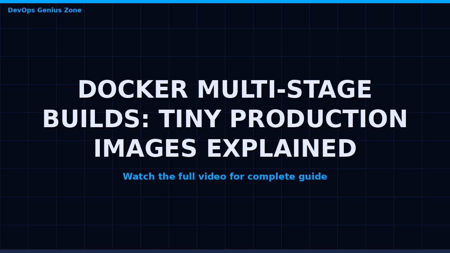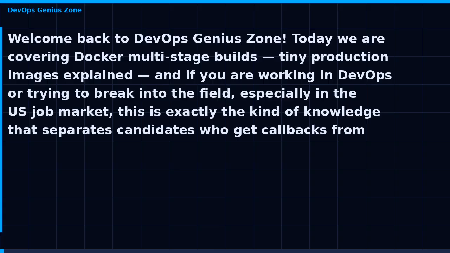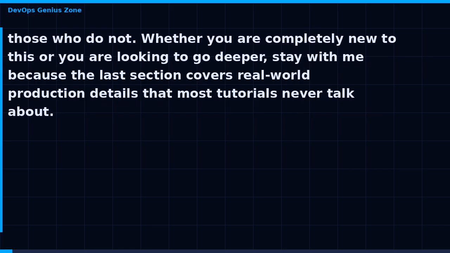Today we are covering Docker multi-stage builds, tiny production images explained, and if you are working in DevOps or trying to break into the field, especially in the US job market, this is exactly the kind of knowledge that separates candidates who get callbacks from those who do not. Whether you are completely new to this or you are looking to go deeper, stay with me because the last section covers real-world production details that most tutorials never talk about.